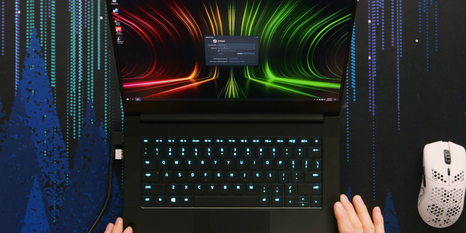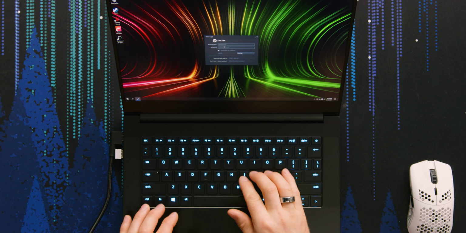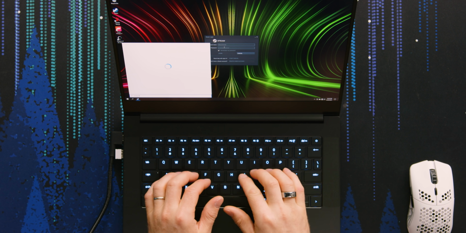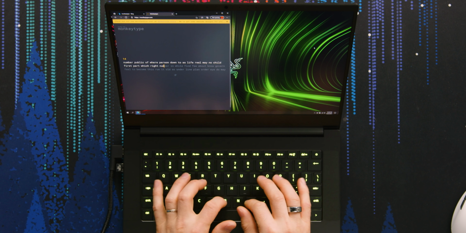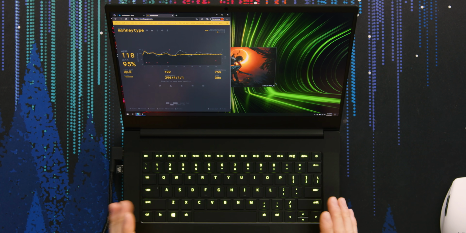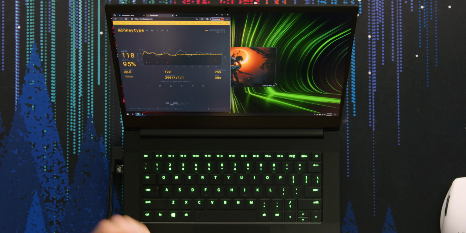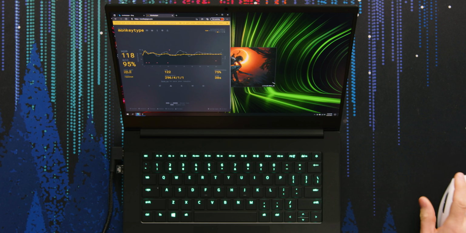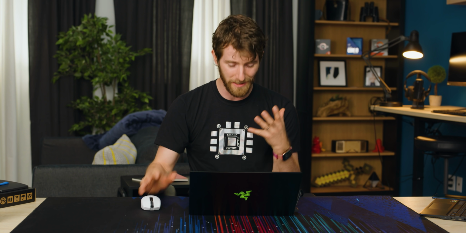I still do like the Razer keyboard. It's kind of like seeing an old friend after a long time. What the? Okay. Microsoft's got to figure that out. I have no idea what I just input there. No idea at all. You know, whatever you might think about it personally, I love Razer's keyboard. I mean, you can't argue with the results. 118 words per minute at 95% accuracy on a laptop.